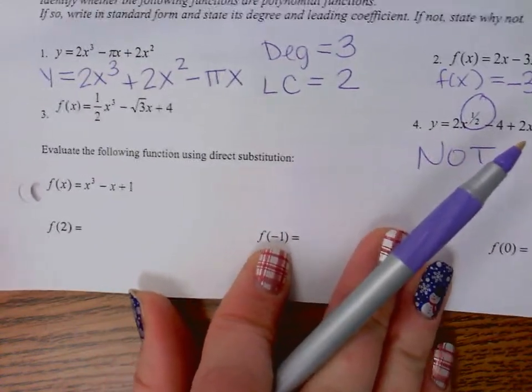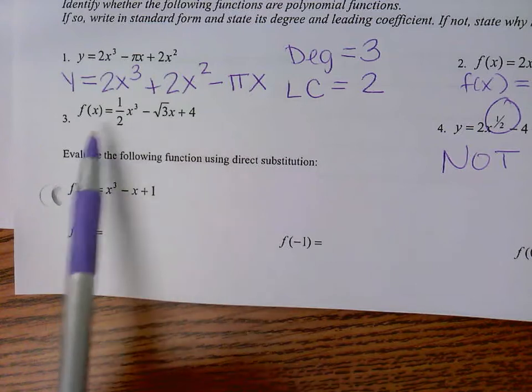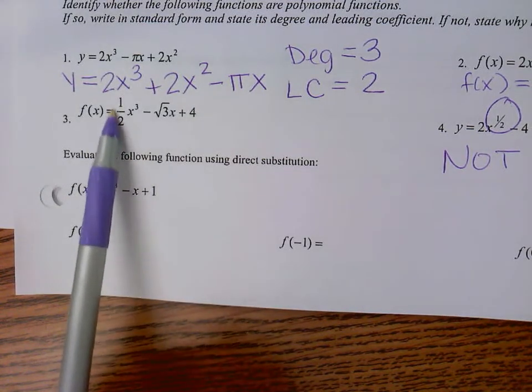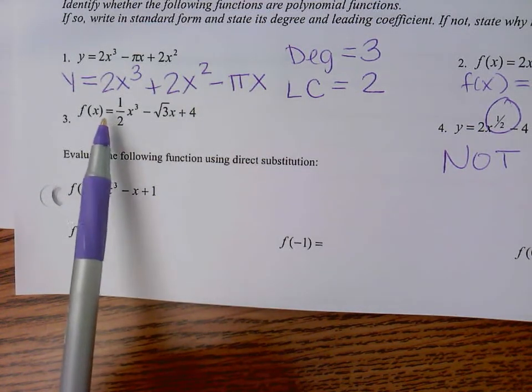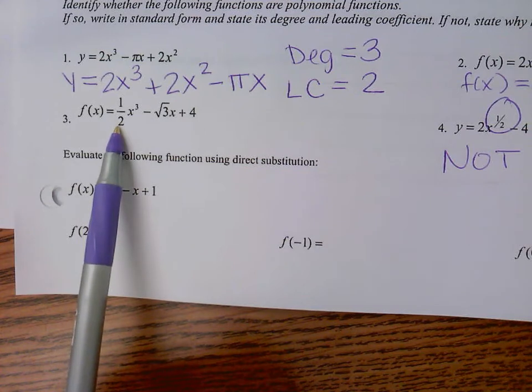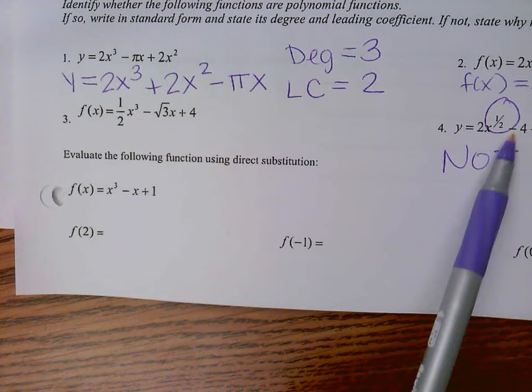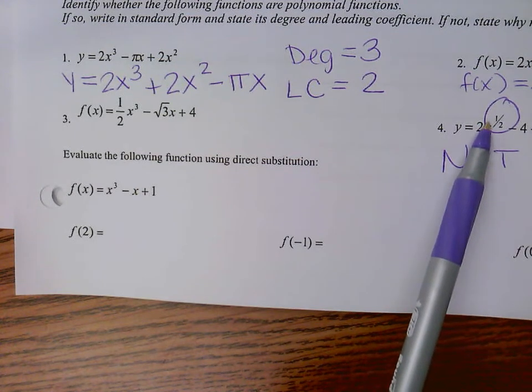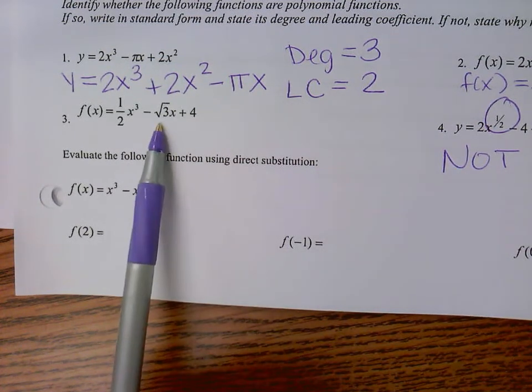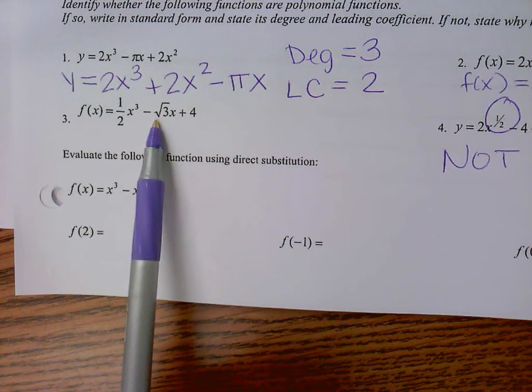And then this last one actually is already in standard form. 1/2 is a fraction, but I'm allowed to have it as a coefficient. I'm not allowed to have it in the exponent. So see how in number 4, half is in the exponent? And then the square root of 3 is an irrational number, 1.7.